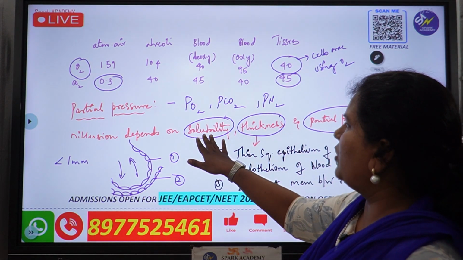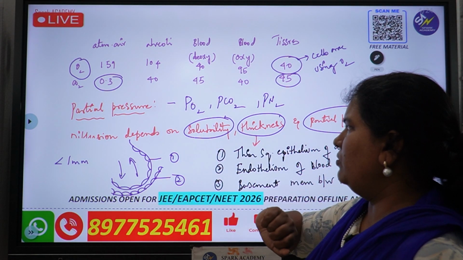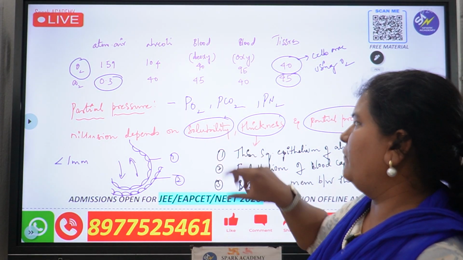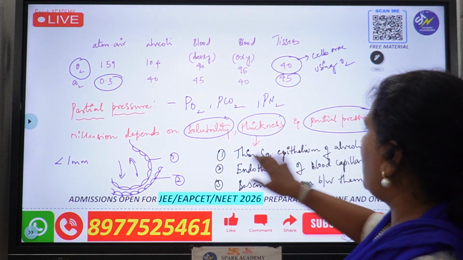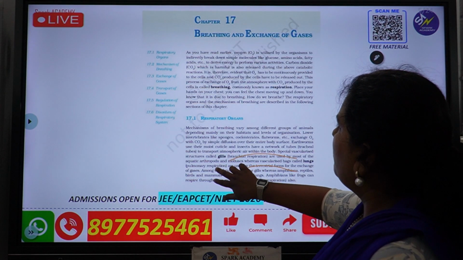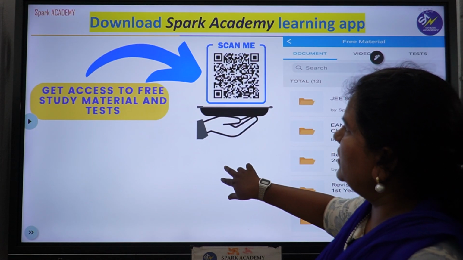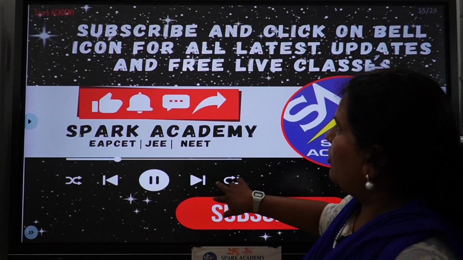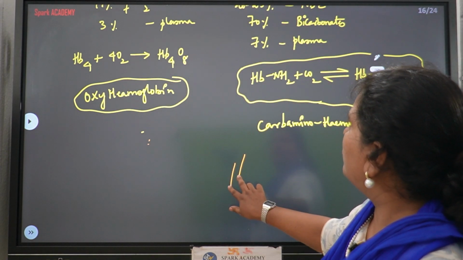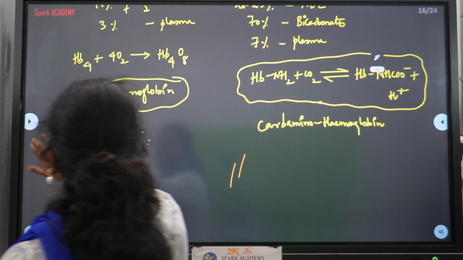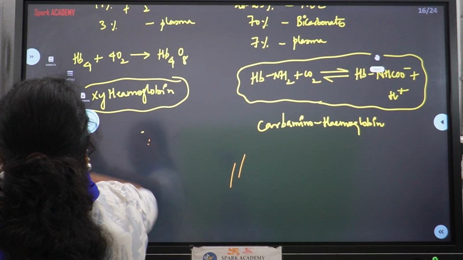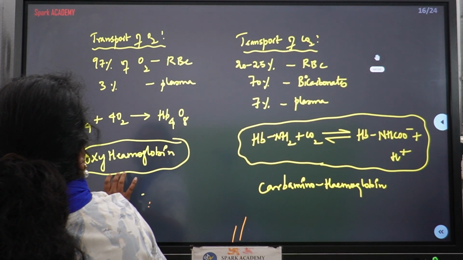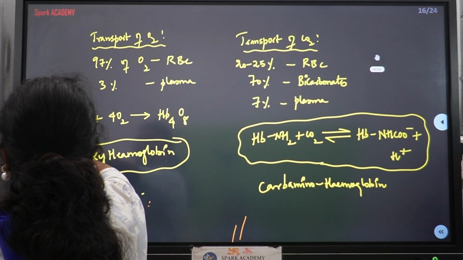So the solubility of carbon dioxide is more compared to oxygen, but solubility also is very, very important for the diffusion. So solubility, thickness and partial pressure, the three are important for the transport of these gases. I hope you are all understanding. Now let's go to the next topic, and that is transport of oxygen and transport of carbon dioxide.